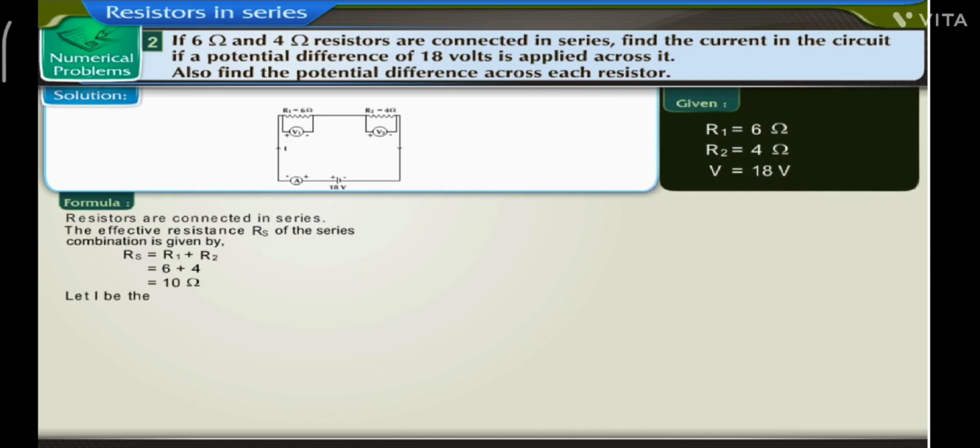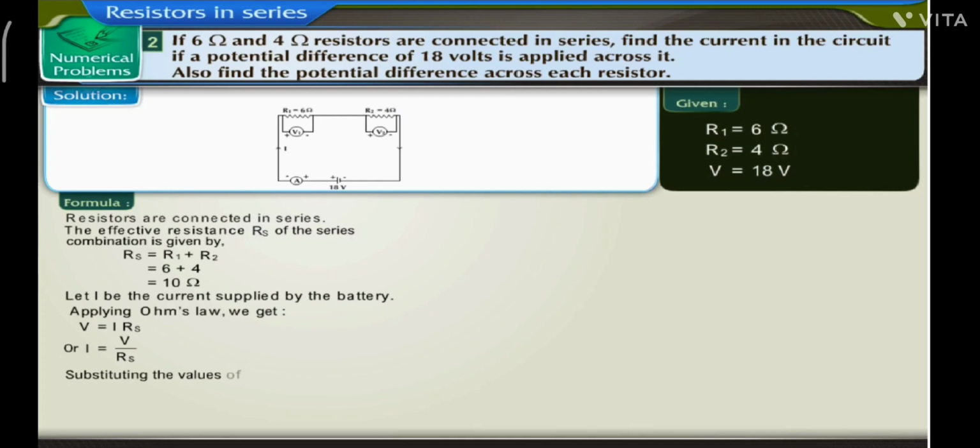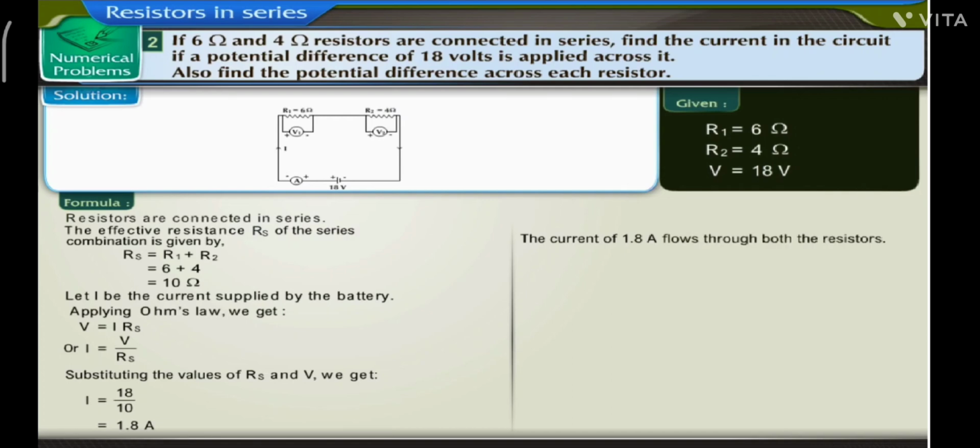Let I be the current supplied by the battery. The series combination offers an effective resistance Rs. Hence, according to Ohm's law, we have V is equal to I multiplied by Rs. Therefore, I is equal to V divided by Rs. Substituting values of Rs and V, we get I is equal to 18 divided by 10 is equal to 1.8 ampere. This current flows through both the resistors.